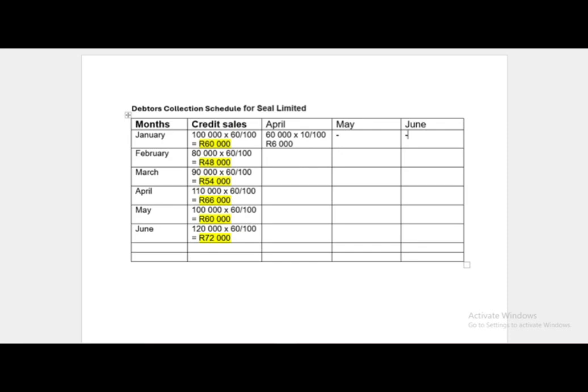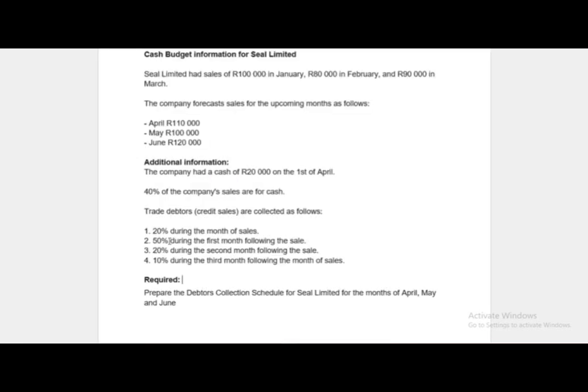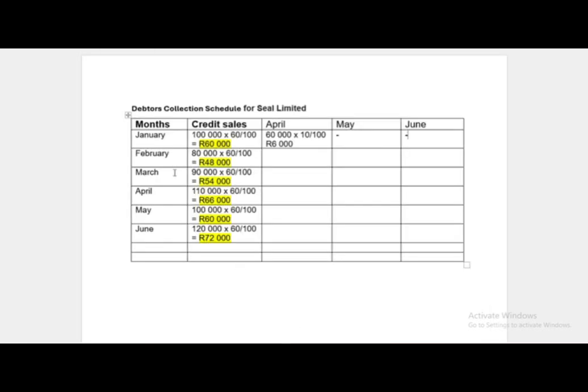And then remember, the policy again says you must collect 50% during the first month following the month of sale. Are you with me? So when you go back, you check, the first month following the month of sale is March. That's why we must collect 50%. But March does not fall under our debtors collection schedule months. So we're not going to calculate for March as well. And then in April, which is the second month following the month of sale, it means we must collect 20% from February in April, right? We consider that. Are you following right there?